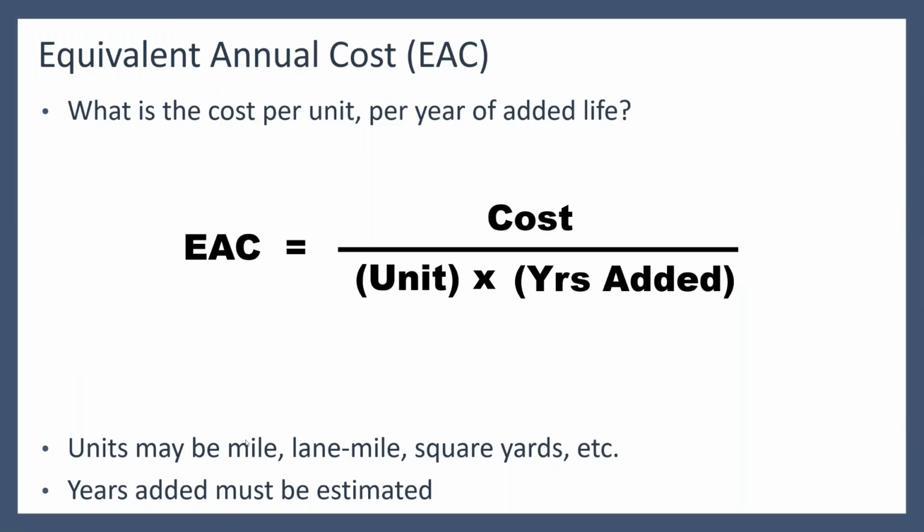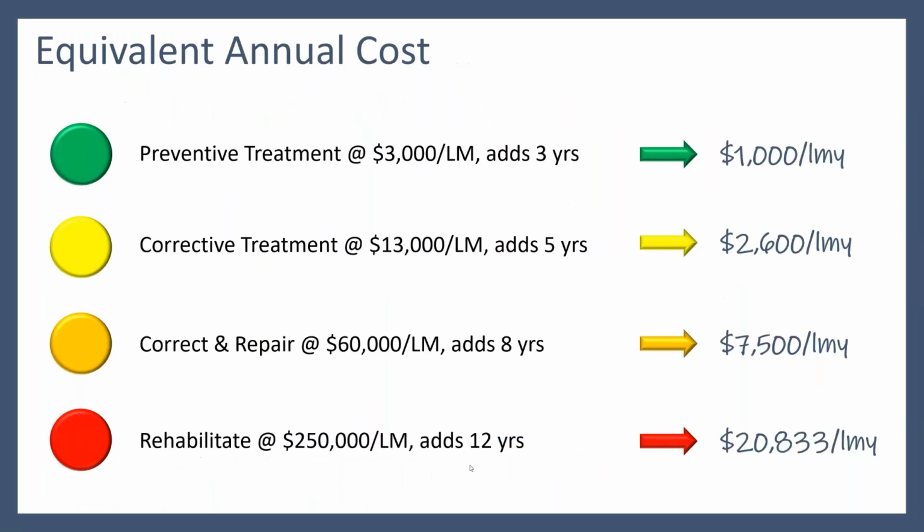The other thing we need to do with our cost estimates is make sure that we're using apples and apples. Are we going to use miles, lane miles, square yards, square feet? This will depend some on what treatment it is, but that is something that needs to be compared, again, apples to apples. And then the years of added life have to be estimated. That's the tricky part too, because you can't promise, yes, if we do this treatment on this road, it's going to last us until 2037. I don't know if it's going to last that long, but we need to have some educated guesses at what type of response we will get from a given treatment.